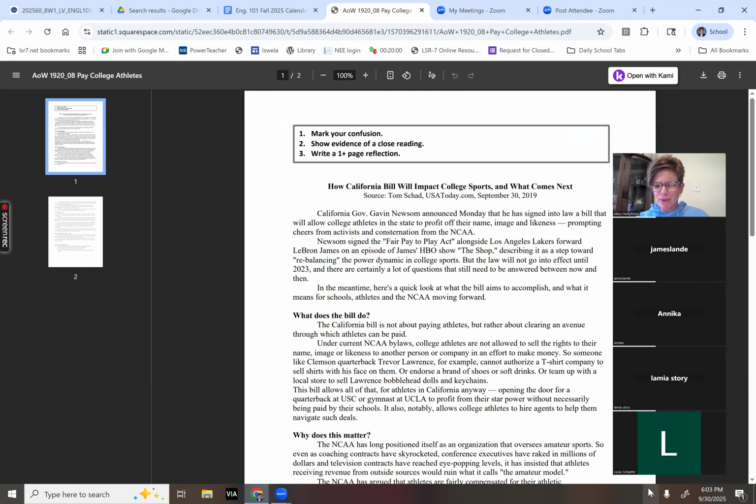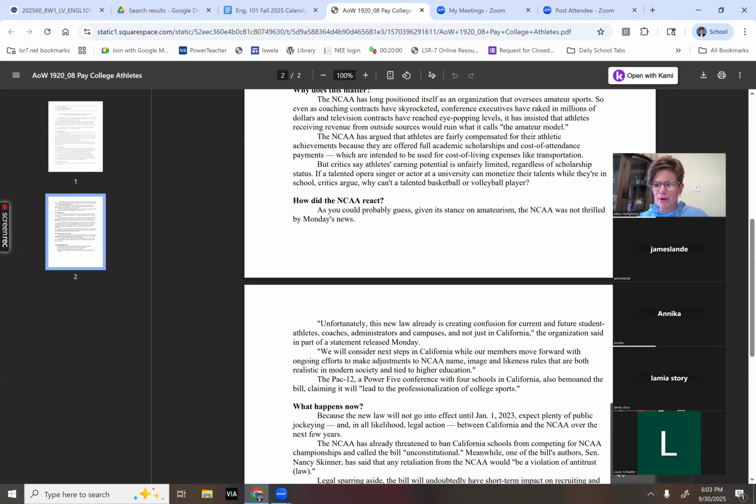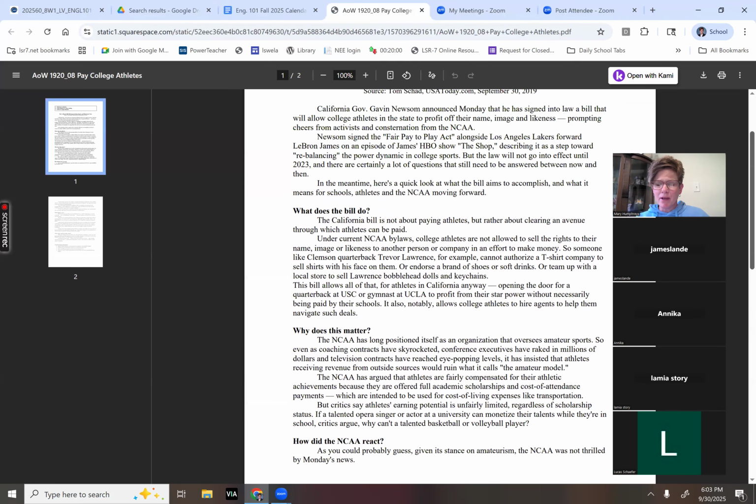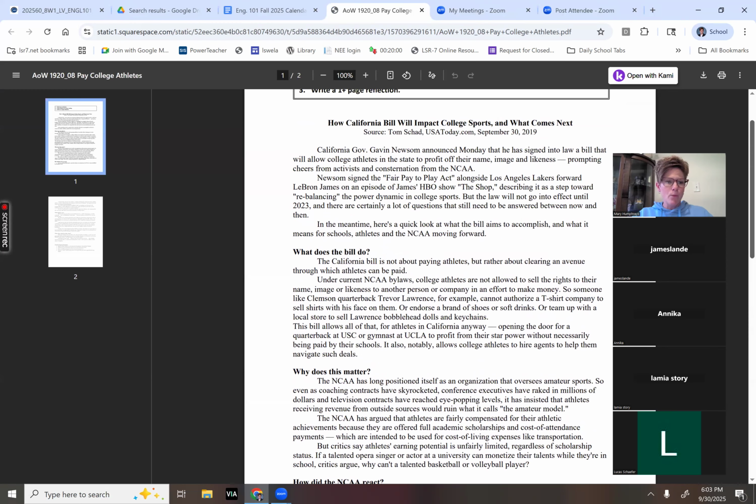It is very difficult to find a text that is true Rogerian argument. And I would argue that's because in Western culture, we are very focused on trying to persuade and win arguments as opposed to trying to find that common ground. And so this was kind of as close as I could come to finding a Rogerian argument. It has elements of Rogerian. It's not all the way Rogerian, but we'll get into that here in just a second. But this particular article, How California Bill Will Impact College Sports and What Comes Next, told a little bit differently here.